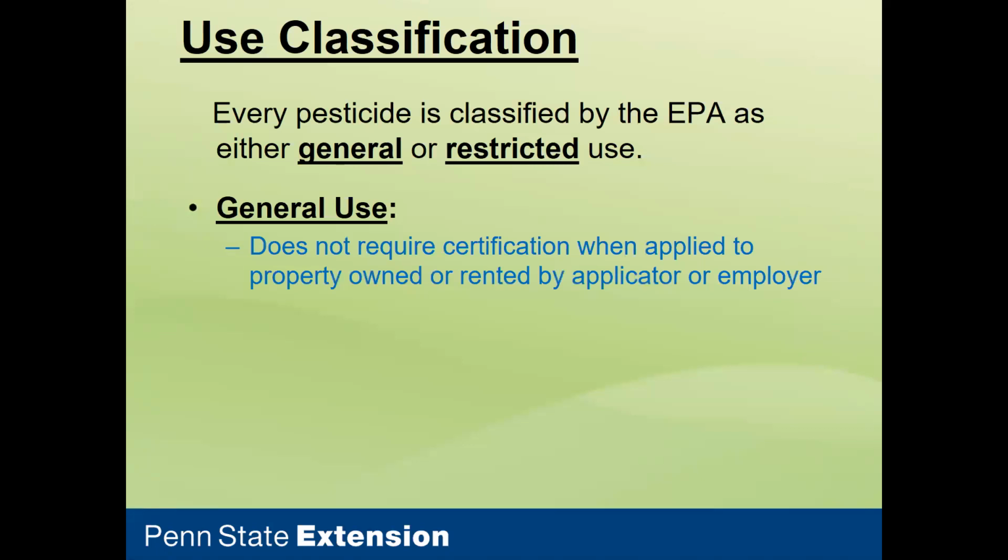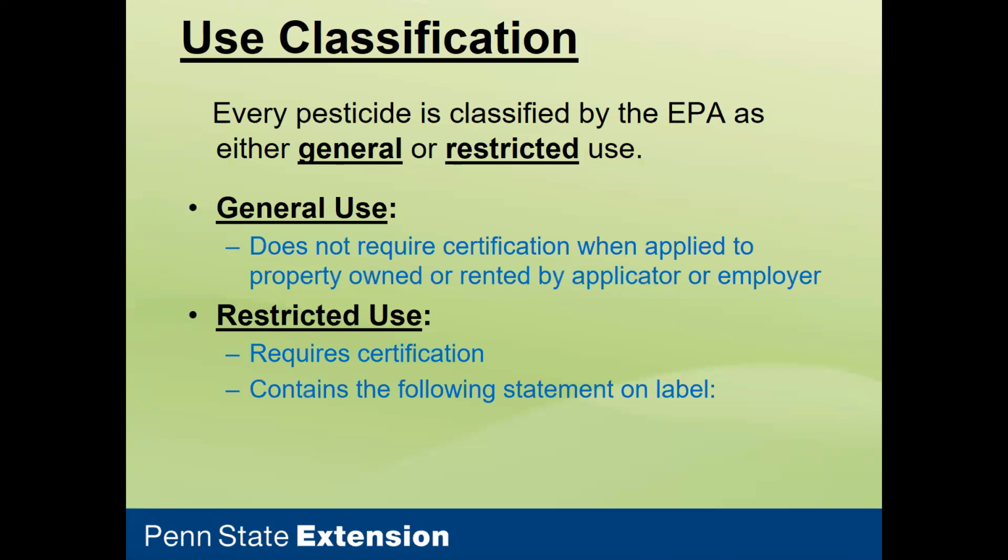An example that I like to give is that I can go to Lowe's and buy wasp and hornet spray, which is a general use pesticide. I cannot take that wasp spray over to my neighbor's property and legally spray a wasp or hornet nest on their property. They would have to do that themselves. And so that's how general use products work. You can apply them to your own property.